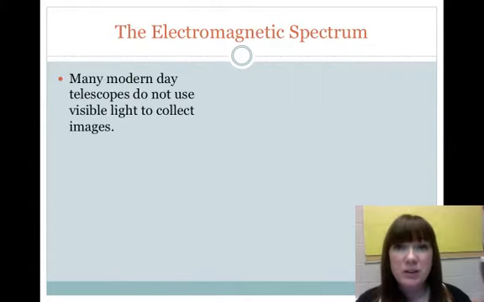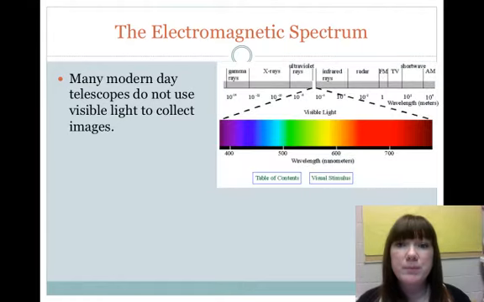There are other types of telescopes that are used besides ones that just look at visible light. Many modern-day telescopes do not use visible light and use other wavelengths. This here is the electromagnetic spectrum, and this shows all of the different wavelengths that energy is given off in, and you can see that visible light is just this small section right in here, and you can see kind of the colors of the rainbow here, all the different spectra.